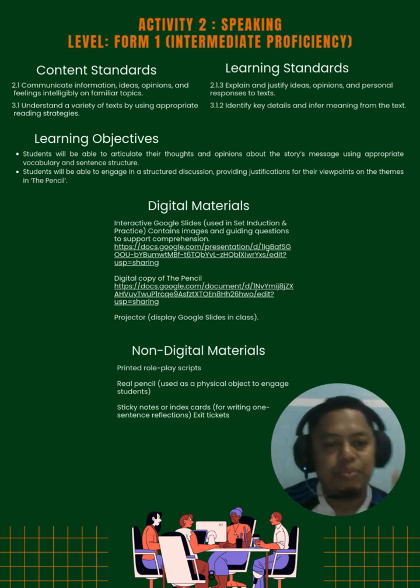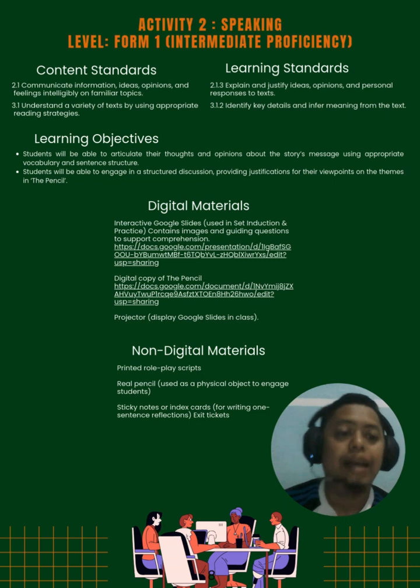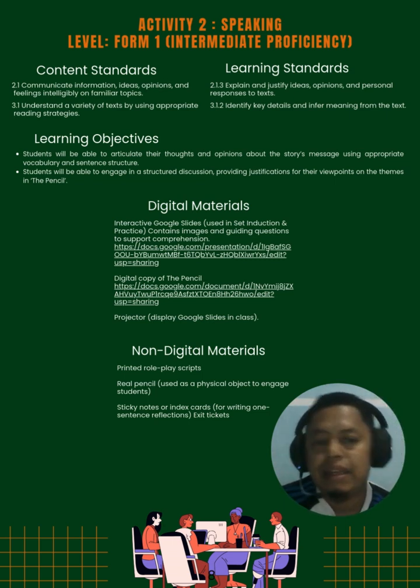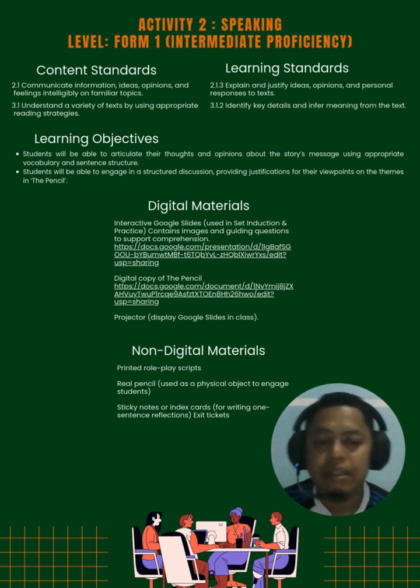So in this speaking activity for Form 1 with intermediate proficiency, students practice expressing their ideas clearly and engaging in discussion about the story, the pencil. So the lesson is to support two content standards. First one, communicating ideas, opinions and feelings, and through understanding text using reading strategies.